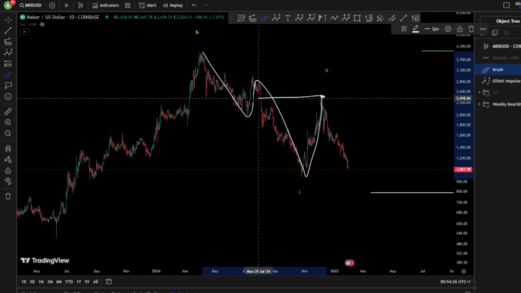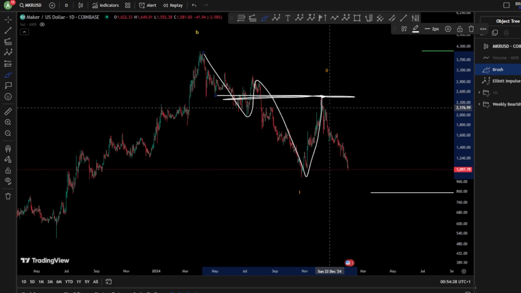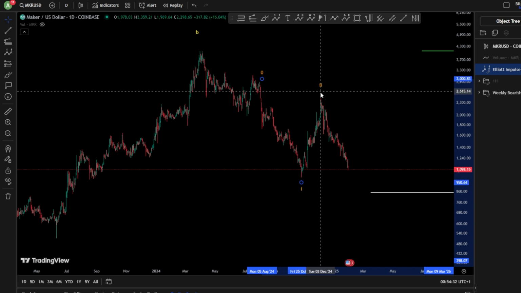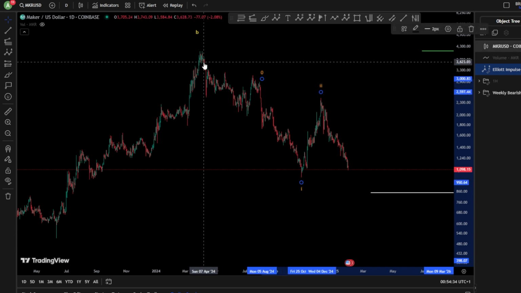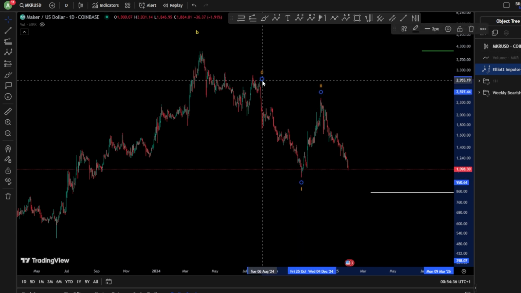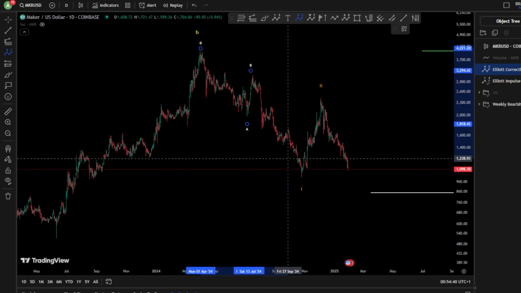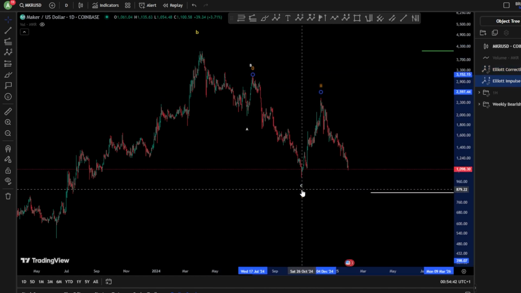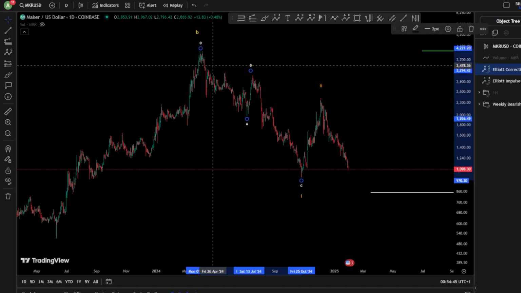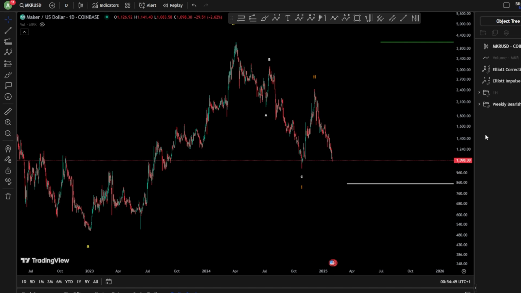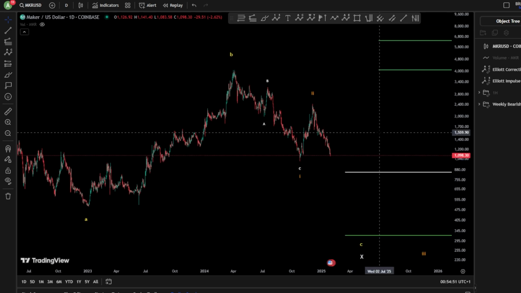Your wave 4 has now interfered with your wave 1, which is not allowed as a rule in Elliott wave. And this is kind of an invalidation of this impulse toward the downside, turning this impulse into an A, B, and a C. In this scenario, if this is an A, B, and a C, it doesn't mean that this cannot still be impulsive toward the downside or a motive wave.